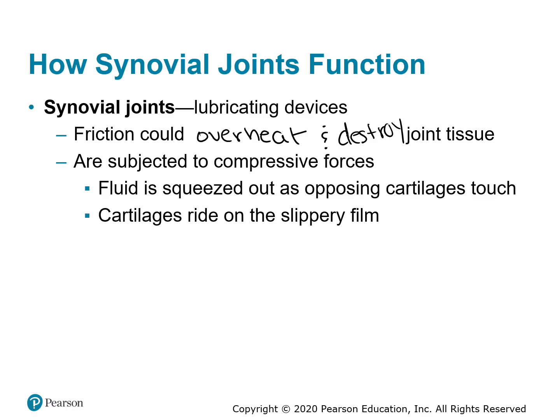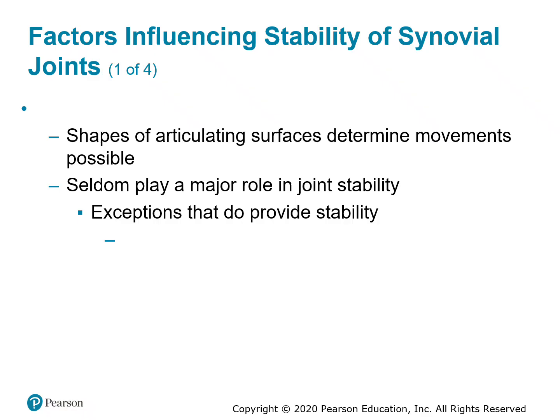Cool? Okay. So because joints are constantly being stretched and pulled and compressed and moved in so many different ways, there are a lot of factors that come into helping to stabilize these joints. One of the things that helps to stabilize synovial joints is going to be an articular surface. The shape of the articular surface determines what kind of movement is possible within that joint. They don't play a huge role in stability, but they do at least inform how much or where a joint can move. Okay?